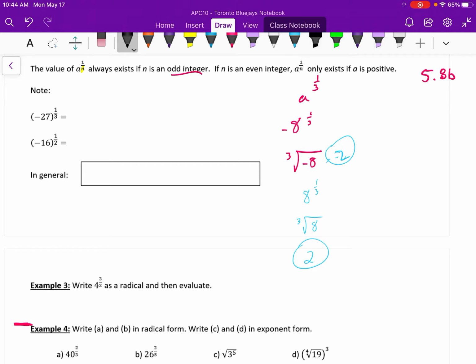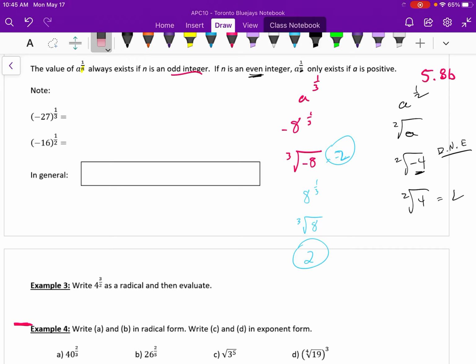However, if this n is an even number, like say for instance a to the power of 1/2, let's switch this to the radical form. That would be the square root of a. Now let's make a negative, like consider -4. What is the square root of -4? Well, what two numbers multiply to give you -4? It doesn't exist. And the same thing can be said whenever n is even, so that our radicand can't be negative. Yet the square root of 4 is equal to 2.